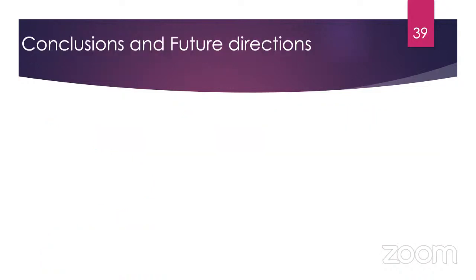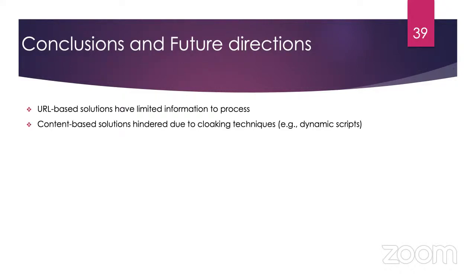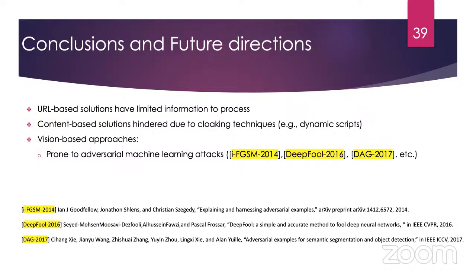So with that, I think we come to the conclusions. URL-based solutions have limited information, because we're just processing the strings. Content-based solutions, on the other hand, have all the features that you can extract from the HTML pages, but still face difficulties due to cloaking techniques. Vision-based approaches overcome those, but they are prone to adversarial machine learning attacks. Now, this is something which we haven't discussed, and I think is worth another full talk. The machine learning community is really looking into these kinds of adversarial attacks, and how you overcome them in the context of phishing detection is something that needs to be studied thoroughly.